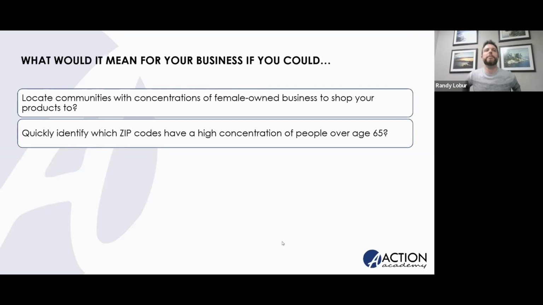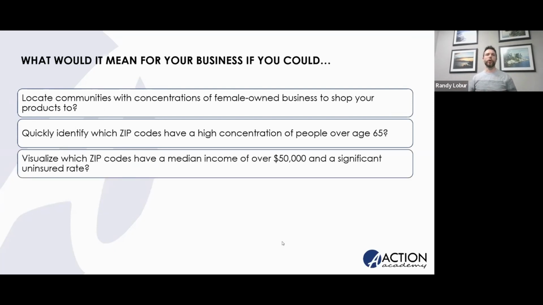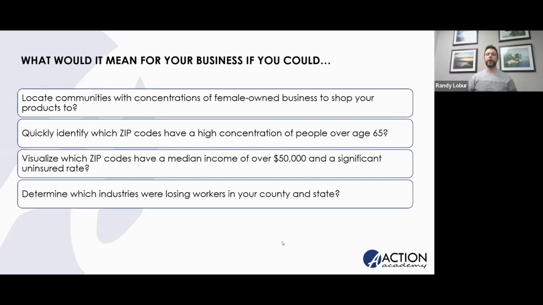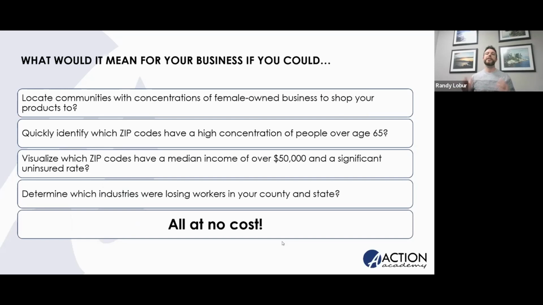What could it mean for your business if you could quickly identify which zip codes have a high concentration of people over the age of 65? Or what could it mean if you could know fairly quickly which zip codes have a median income of over $50,000 and a significant uninsured rate? Or what if you could quickly determine which industries were losing workers in your county and or state, and do all of this at no cost?